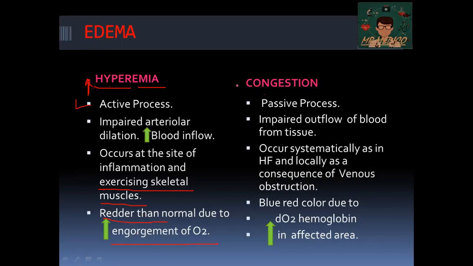Now the second term, which is congestion, means impaired outflow of blood from the tissues. It is a passive process and it occurs systemically in heart failure and locally due to venous obstructions. These congested areas become blue-red in color due to increased deoxygenated hemoglobin concentration in the affected area.